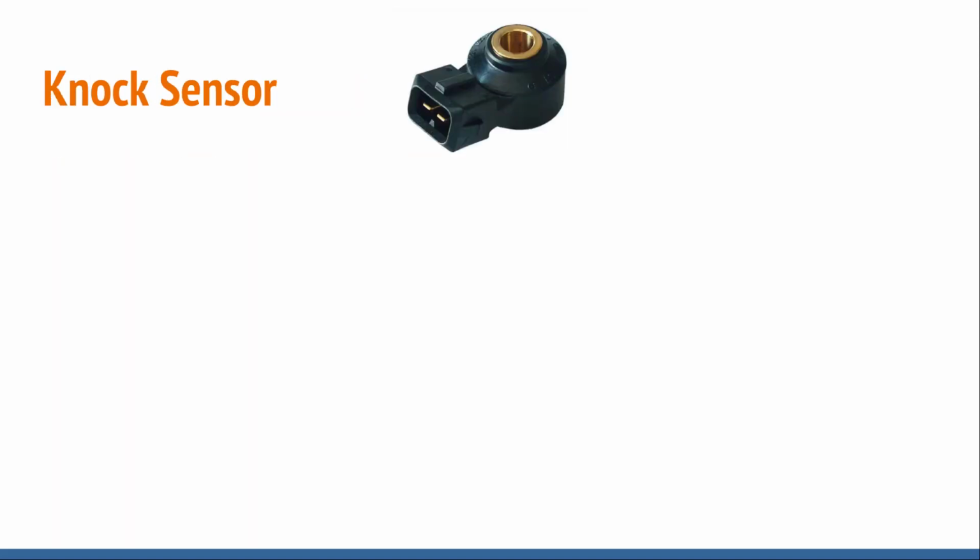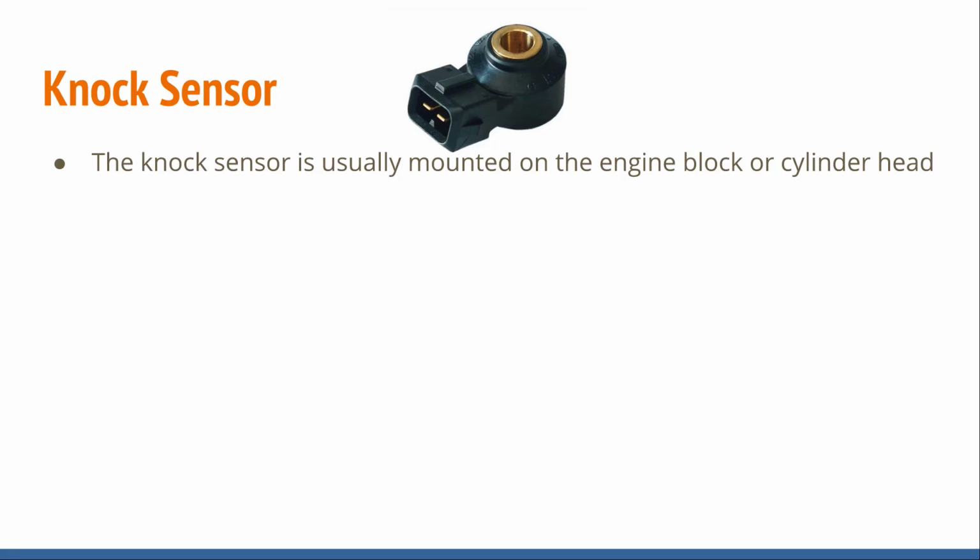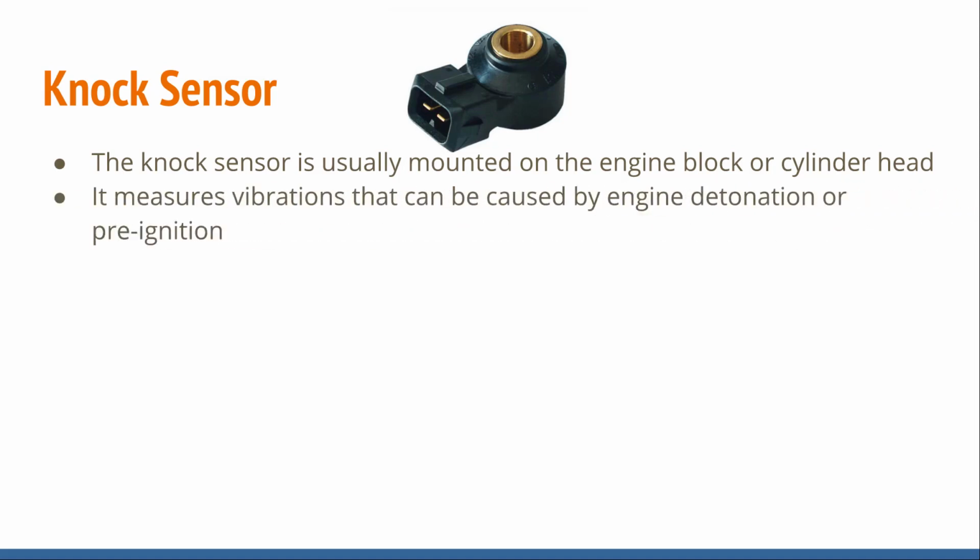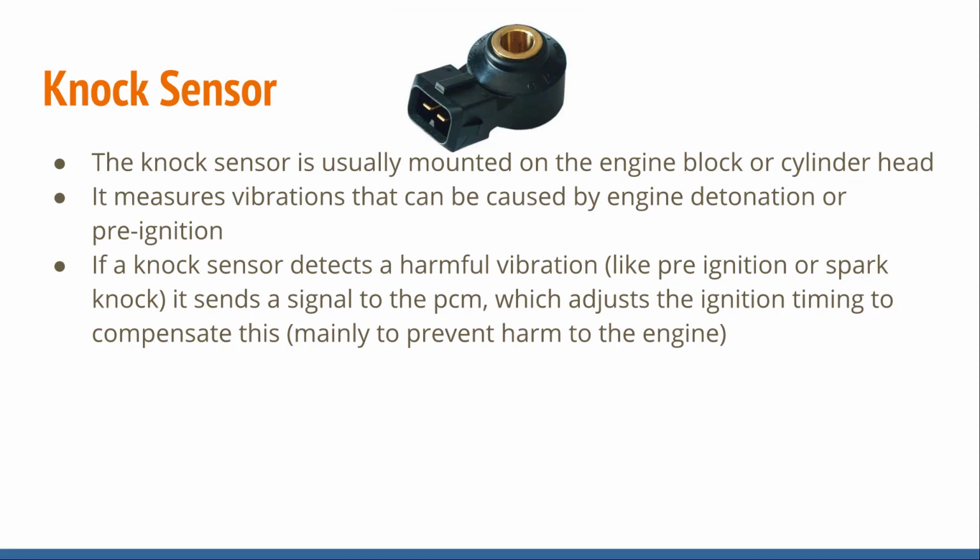All right, so knock sensors. This sensor is usually mounted on the engine block or cylinder head. Its job is to measure vibrations caused by engine detonation or pre-ignition. So it basically measures vibrations, and it lets the computer know if the engine has any poor or dangerous running conditions. So if the knock sensor detects a harmful vibration, pre-ignition, spark knock, it sends a signal to the PCM, which adjusts the ignition timing to compensate for this.